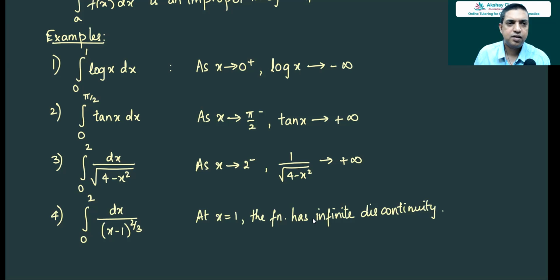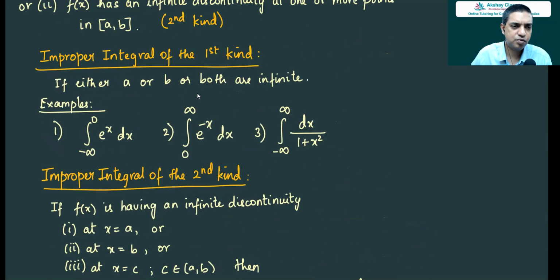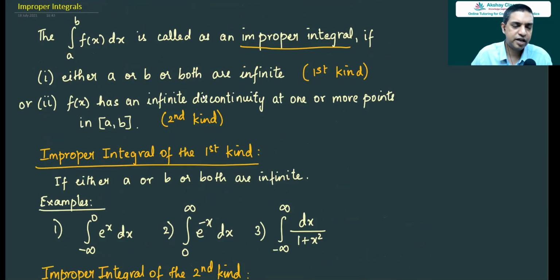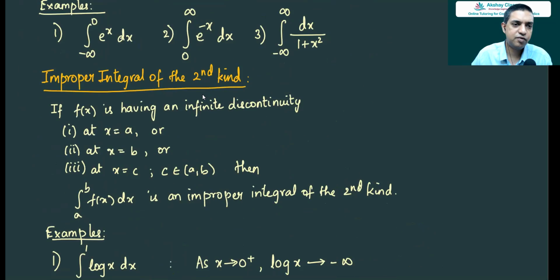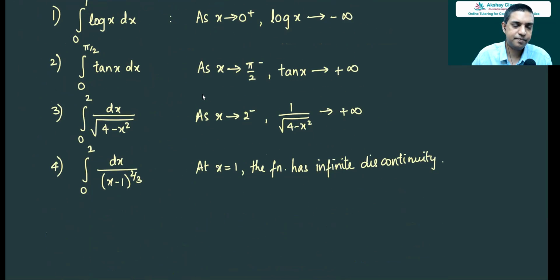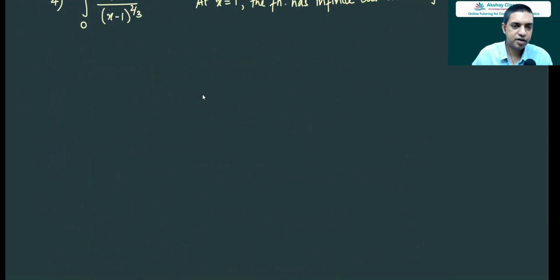Okay, so these are the categories of improper integrals. When we see improper integrals, we need to be careful how to solve them. They are of two kinds: either the limits go to infinity or the function itself goes to infinity. When limits go to infinity, it is the first kind. When the function goes to infinity, it is the second kind.